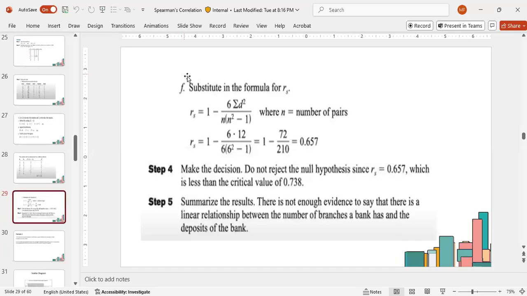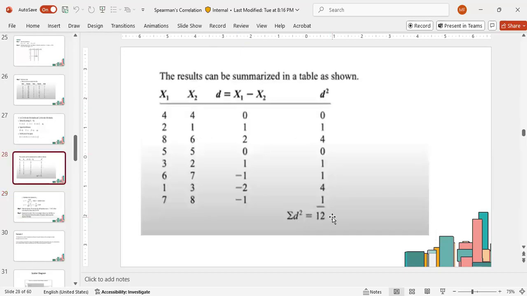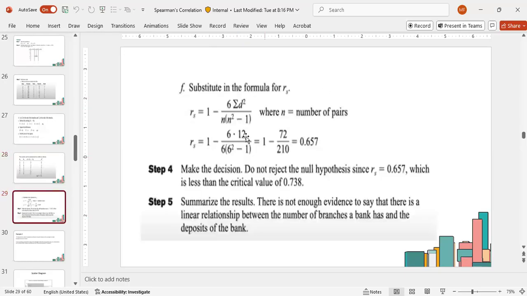Moving forward to the next step, we substitute the values in the formula. This was our formula. Spearman rank correlation coefficient equals 1 minus 6 times the sum of d square divided by n into n square minus 1, where n is equal to the number of pairs. 1 minus 6 into this sum of d square, which was 12, as we have already calculated here, divided by the total number of observations, which was 6 into 6 square minus 1. So after calculating these values, we get the final value of 0.657.